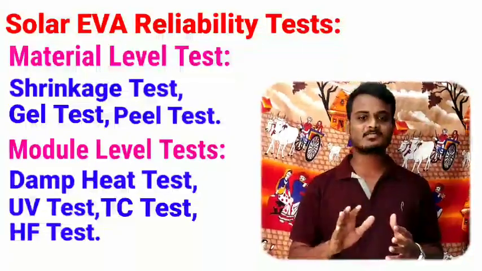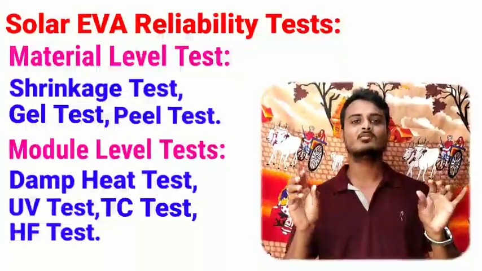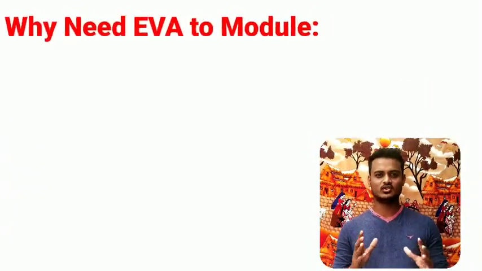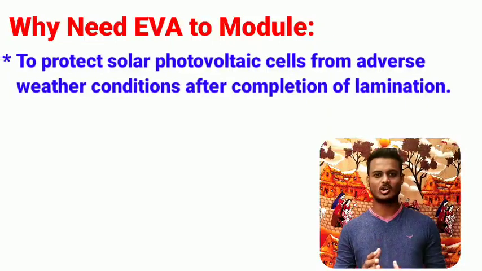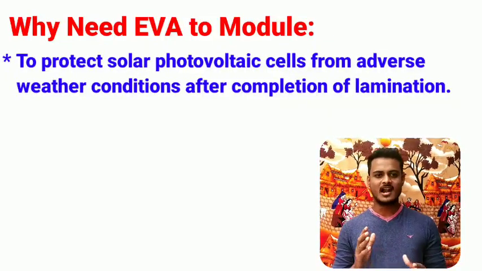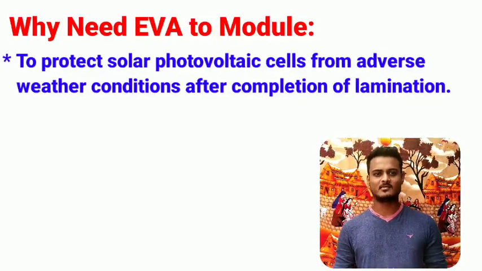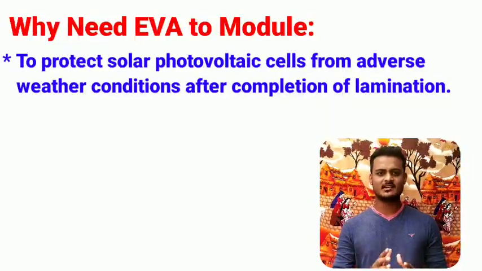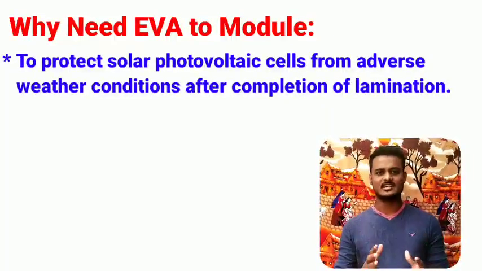These all are solar EVA reliability or solar EVA material performance tests. The seventh topic is why we need EVA in a solar module? To protect solar photovoltaic cells from adverse weather conditions after completion of lamination. Once lamination is completed, the cells are protected from the weather conditions.